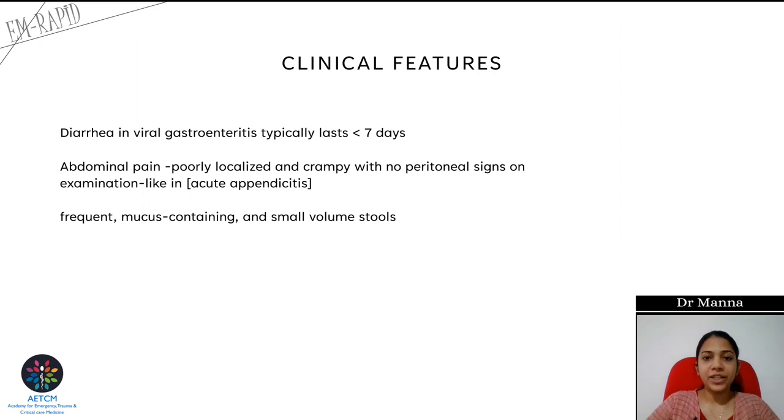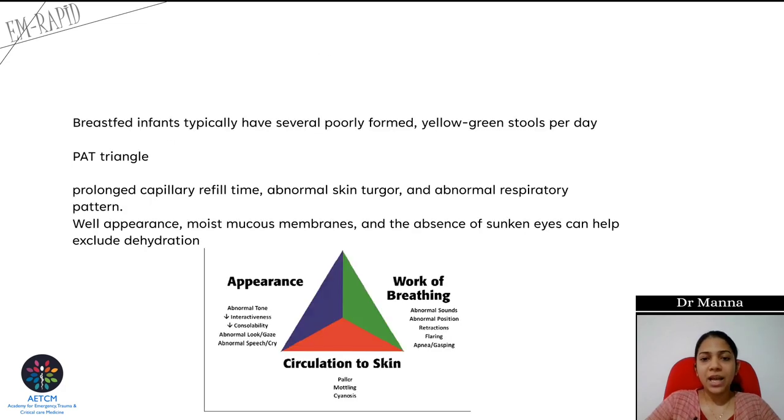Clinical features: viral gastroenteritis usually presents with just diarrhea as such. Sometimes children might have some abdominal pain and crampiness, but there will not be any peritoneal signs, as we would see in a surgical abdomen. There can be frequent mucus-containing stools, but the volume of stools will be very low. When we are examining the children, there will be a history that because of the diarrhea and irritability, the child might not be feeding well. And because of the loss of fluid and electrolytes, the child will be dehydrated.